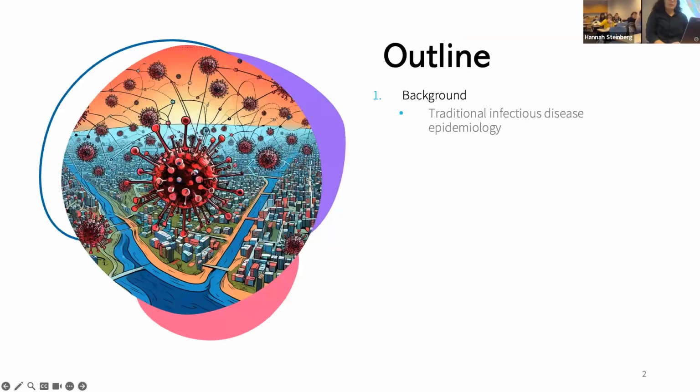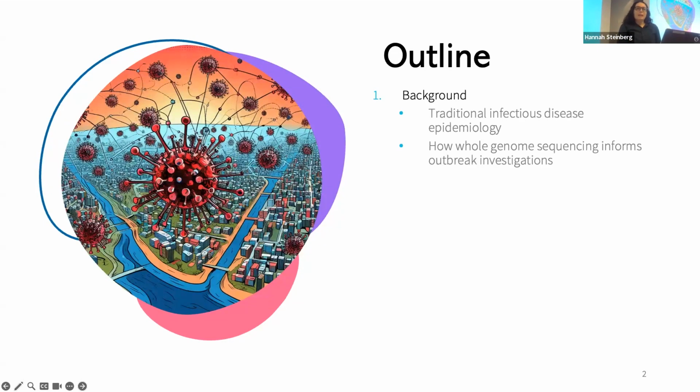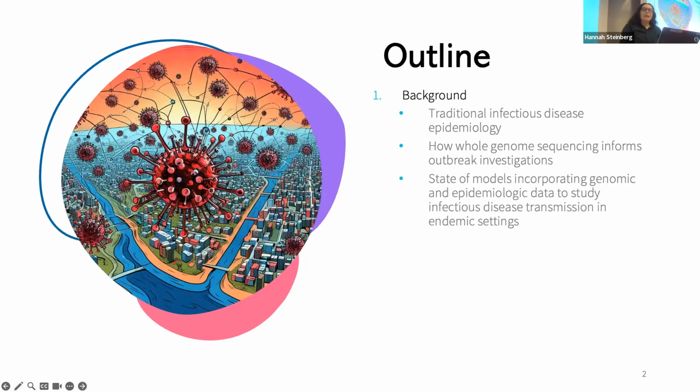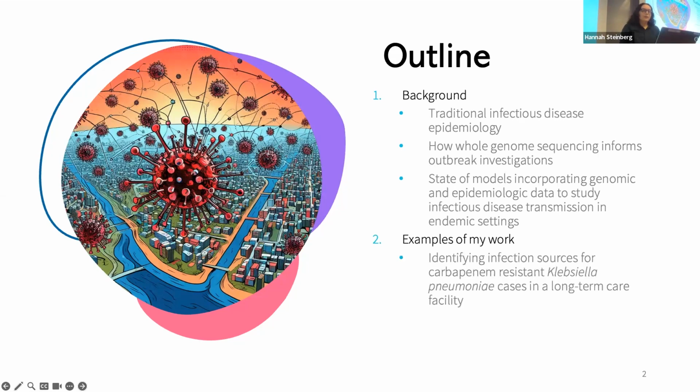So I'll start off with a little bit of background about how infectious disease epidemiology is traditionally conducted, and then I'll go into how genome sequencing can inform outbreak investigations, and then the state of models that incorporate genomic and epidemiological data to study infectious disease transmission and quantify that in endemic settings. I'll then go into a couple examples of my own work doing these sorts of analyses.